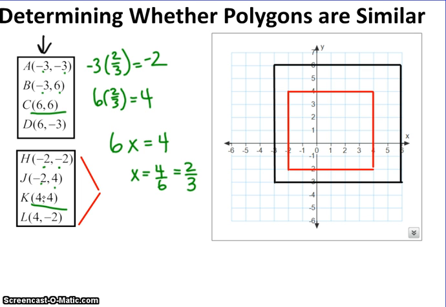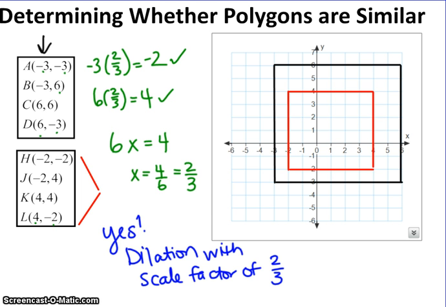We already know that C and K map on, so we really just need to look for L. So 6 to 4, yes, that works. We've already done the math there. And negative 3 to negative 2, we've done the math there. So because I can use the scale factor for all 4 points, I would say that yes, this is a dilation of a scale factor of 2/3.